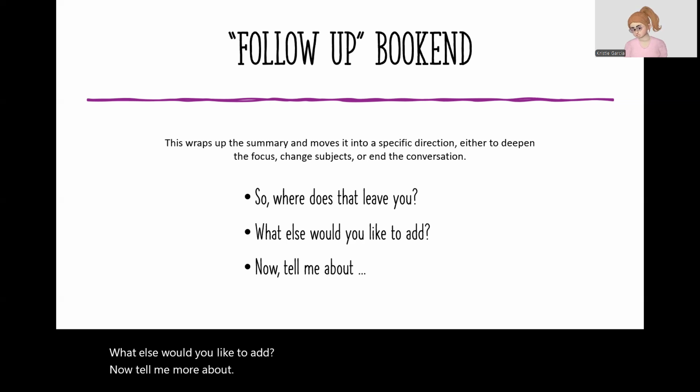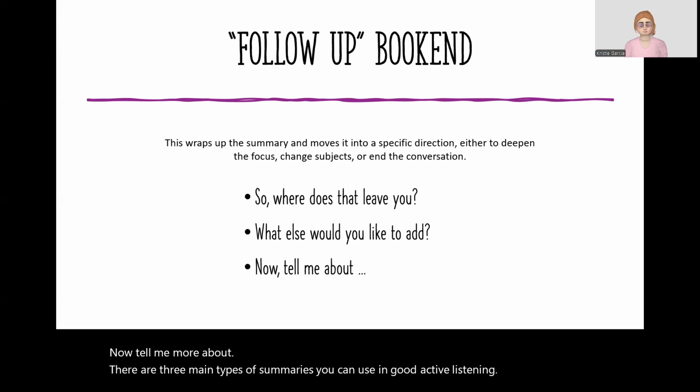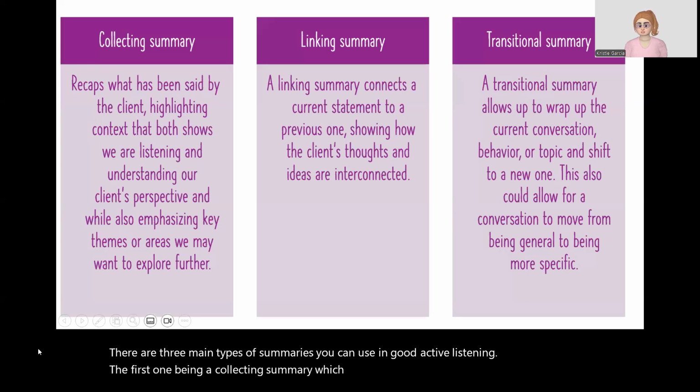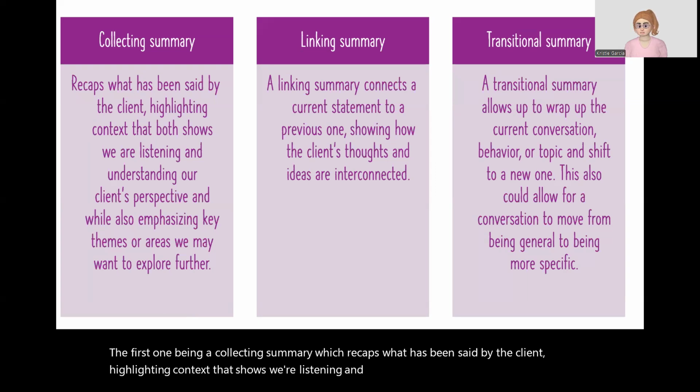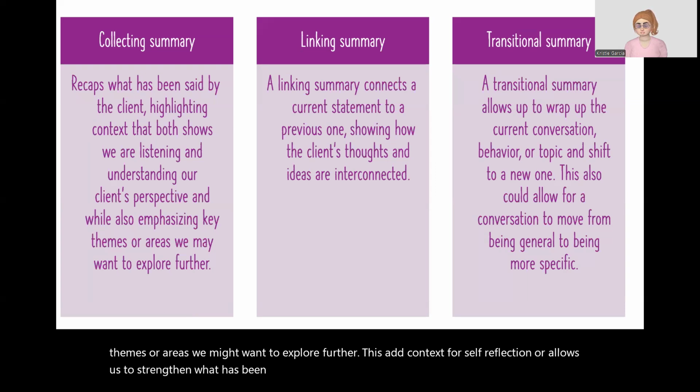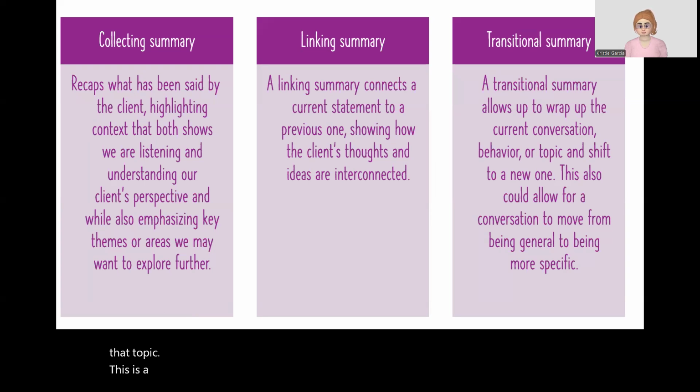There are three main types of summaries you can use in good active listening. The first one being a collecting summary, which recaps what has been said by the client, highlighting context that shows we're listening and understanding, as well as emphasizing key themes or areas we might want to explore further. This adds context for self-reflection or allows us to strengthen what has been said, giving an opportunity to expand and potentially deepen that topic. This is a great strategy when reinforcing change talk, softening sustained talk, or narrowing in on a target behavior.